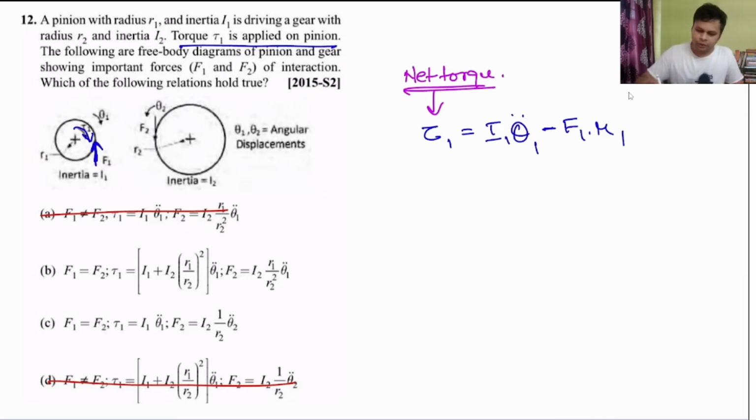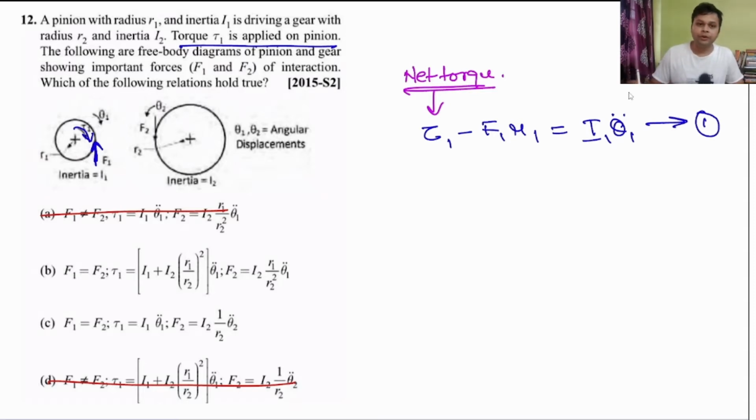Sorry, not this way. The total torque, net torque. If I say the net torque, what is the net torque? Net torque is equal to tau 1 minus F1 R1. This is equal to I1 alpha 1, and alpha 1 is nothing else but theta 1 double dot. So let me say this is equation number 1.